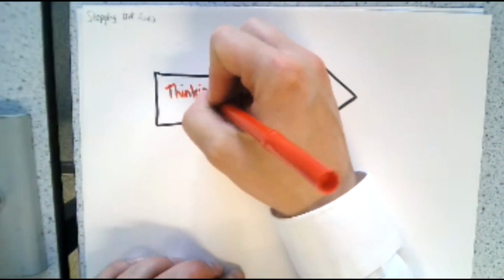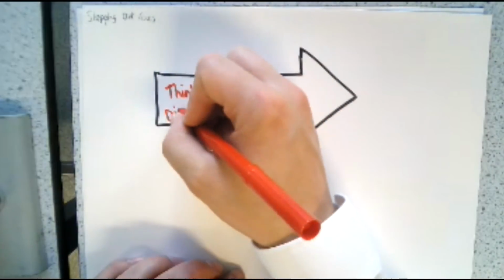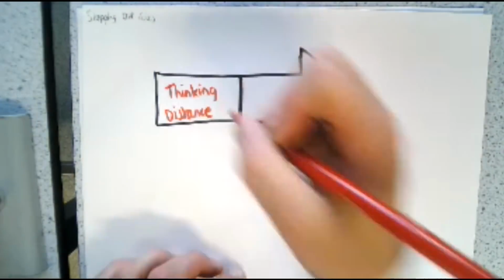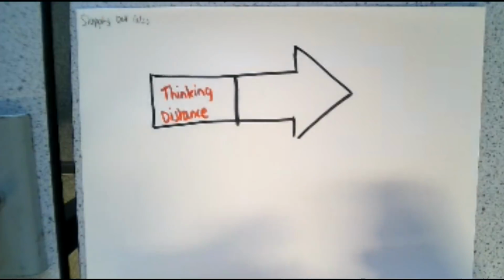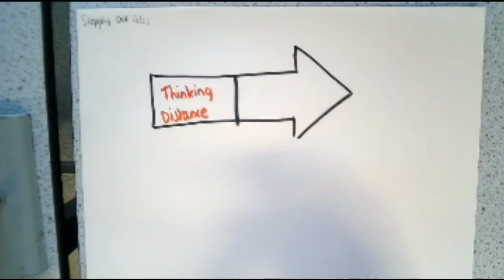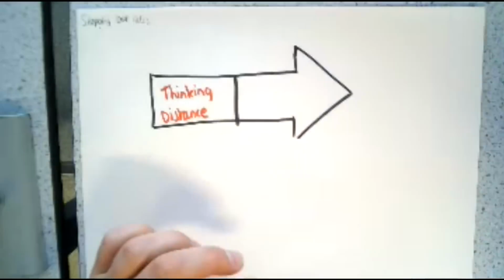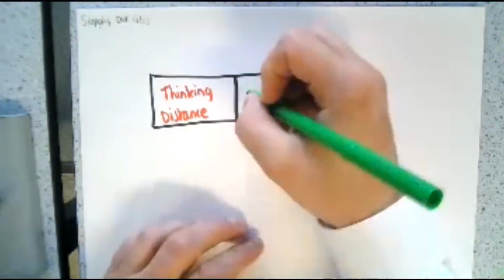The first bit is the thinking distance. This is the distance that your car travels whilst you are reacting to the situation, or the distance your car travels while you think, right, I need to brake. Your brain processes that thought. It then sends an electrical impulse all the way down through your nervous system, down to your foot, to your effector and makes your foot go onto the brake. That's your thinking distance. There's also a braking distance.